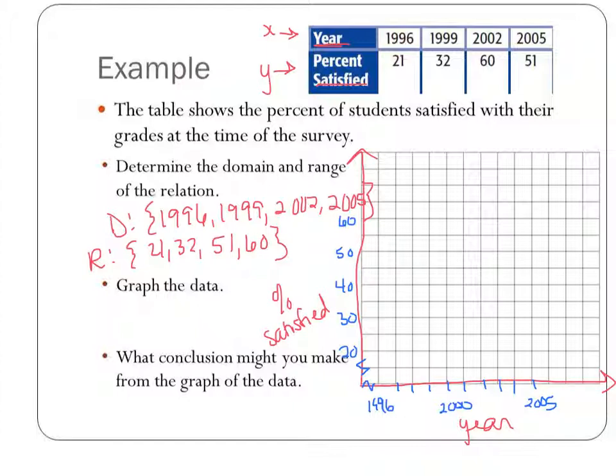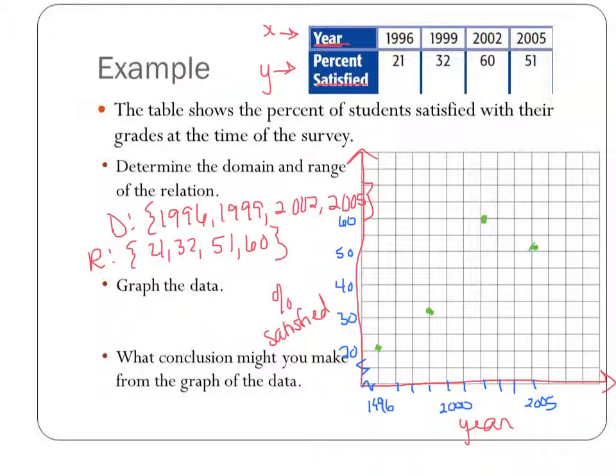Okay, so we got to plot some points. So in 1996, 21 would be about there-ish. 1999, go up to 32. Oop, I think I was over too far. 32 would be there. 2002, go up to 60. And 2005 at 51. There we go. That's what it looks like. We're not going to connect them. We're just going to plot our points.